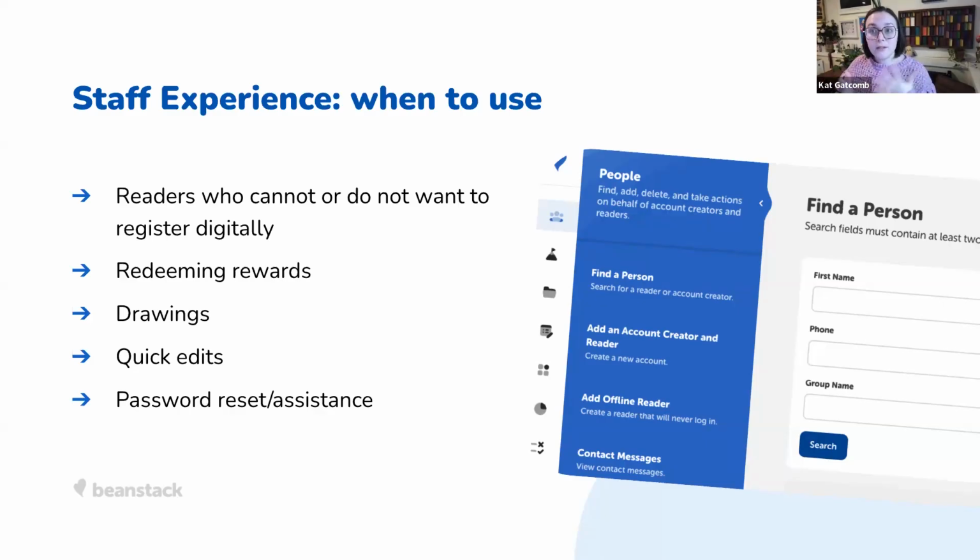If you have rewards that are tied to your challenge, you're going to redeem those on the staff side. You also can add a drawing to an ongoing challenge. So if you wanted to do a monthly challenge for anyone who's read 1,000 books before kindergarten, for example, you could do that. You also can make quick edits for people. They, of course, can update any of their information, but sometimes people might just want a little help, and you can always do that for them or reset their passwords for them.